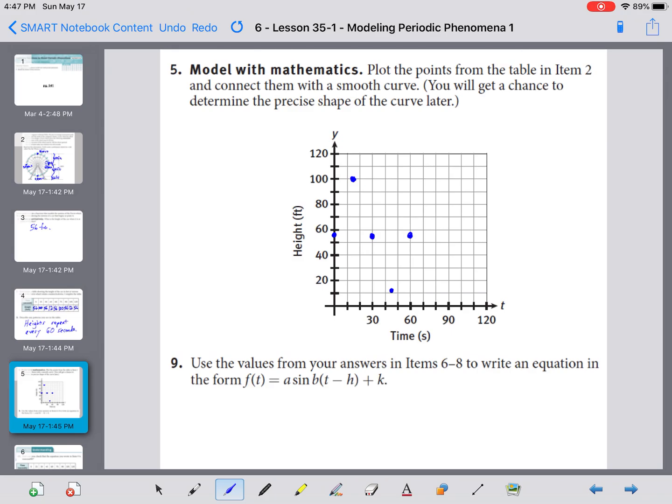After 75 seconds, we're back up to 100. 90 seconds, back to 56. 105 seconds, back down to 12. And after 2 minutes, 120 seconds, we're back where we started at point A, which is 56.